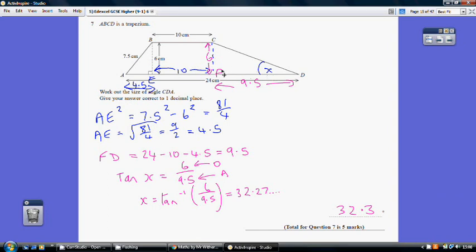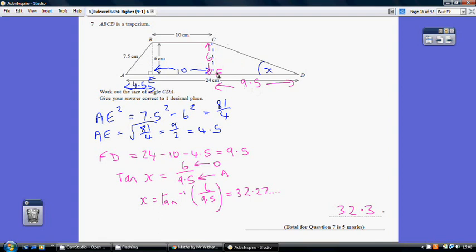So we're going to need to know the base of this right angled triangle. So I've just popped in this perpendicular here and calling this point F. So I'm going to be using the triangle CFD. So I need to know both the opposite side and the adjacent side. I'm not going to be able to work out this length.